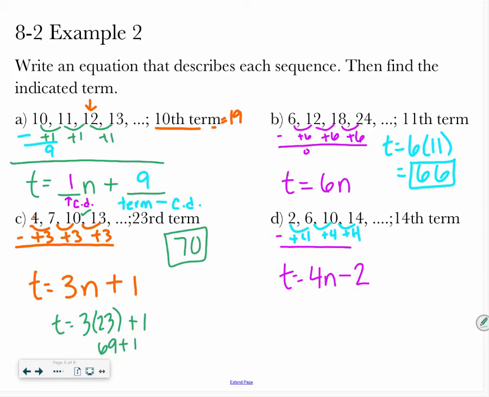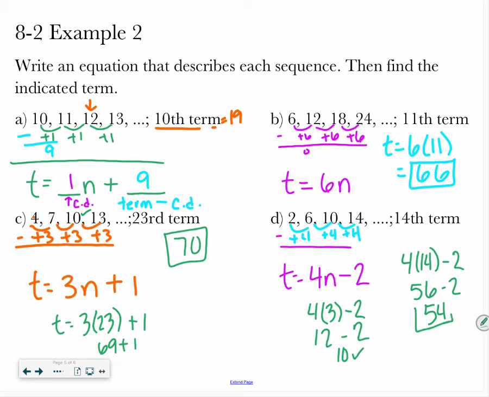Now let's test it. Do our third term again. We have 4 times 3 minus 2. So that's 12 minus 2. That's 10. So I know my third term, that works. So if I do 4 times 14 minus 2, 4 times 14 gives me 56 minus 2. So I know my 14th term is 54.